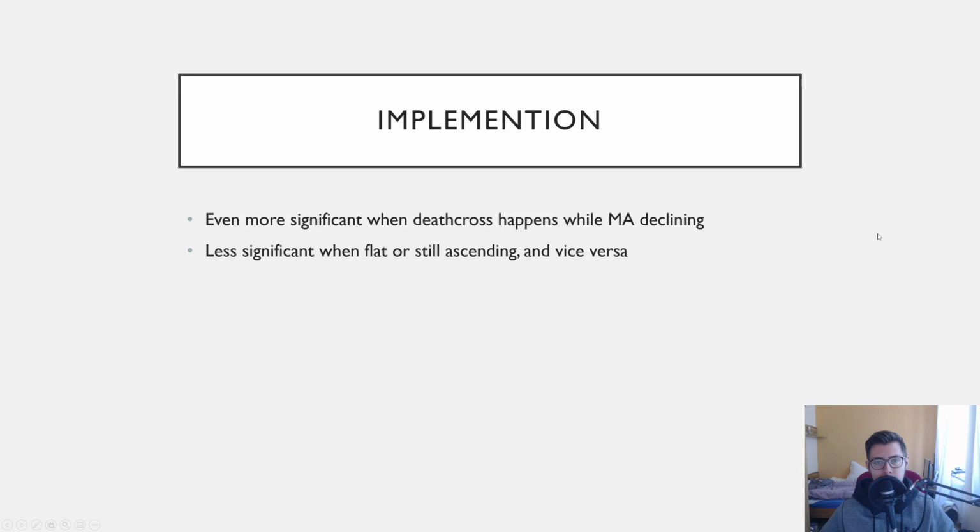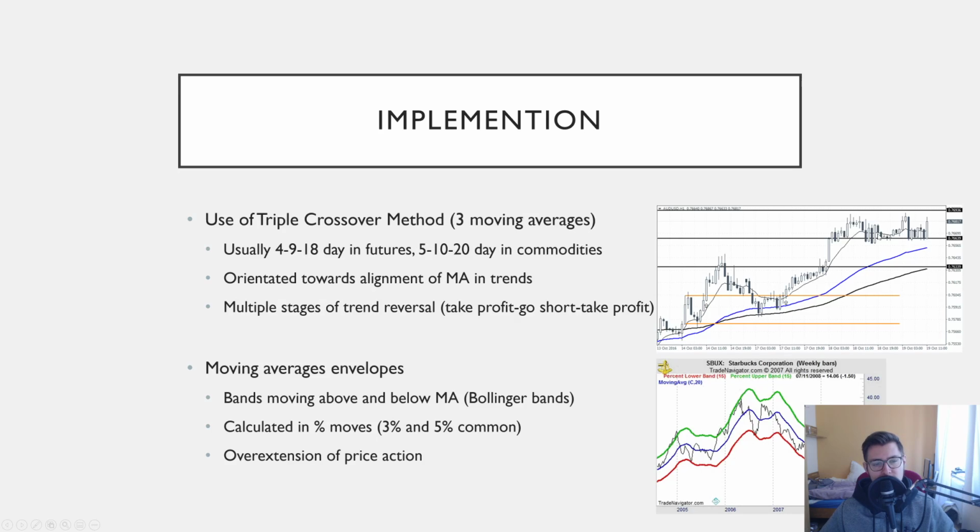So yeah, that's that. And now moving to a third one. The third implementation would be the use of the triple crossover method using 3 moving averages. Usually you would use the 4, 9, and 18-day moving averages trading in futures, or the 5, 10, and 20-day moving averages, for example, in commodities. So they are oriented towards the alignment in trends.